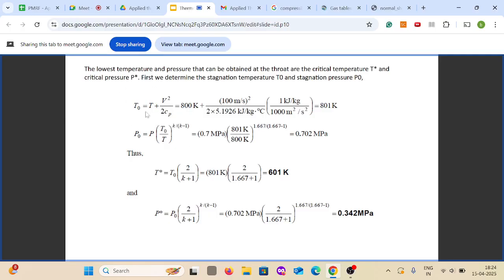We get this from the energy balance, assuming Cp is constant. So T0 equals T plus V square by 2 Cp, which gives you 800 plus 100 meters per second squared, so 100 square divided by 2 into 5.1926 kilojoule per kg. This is for helium.